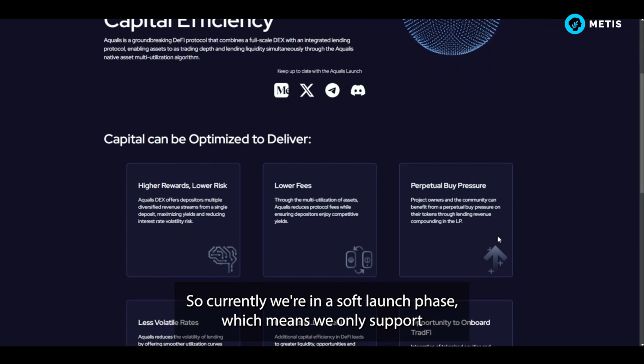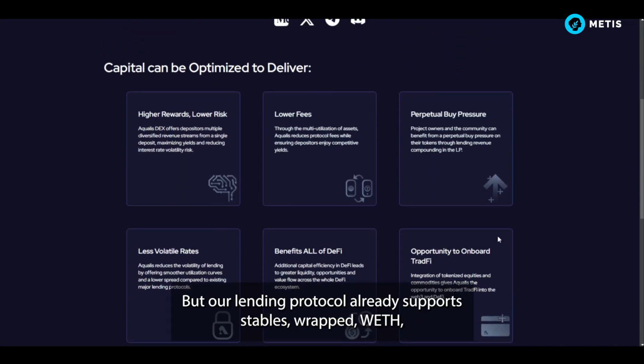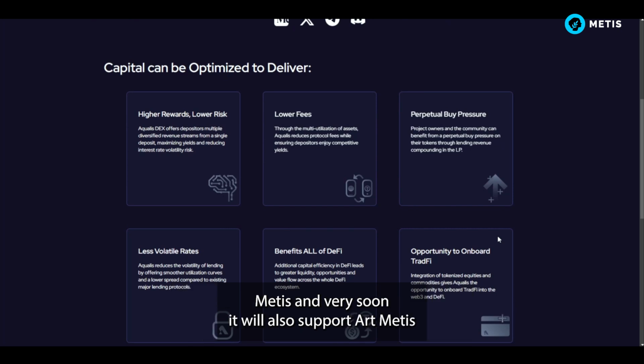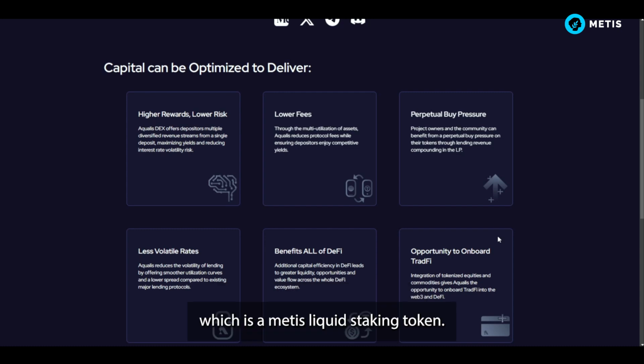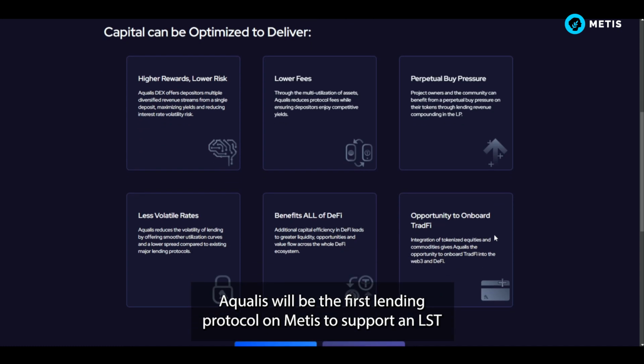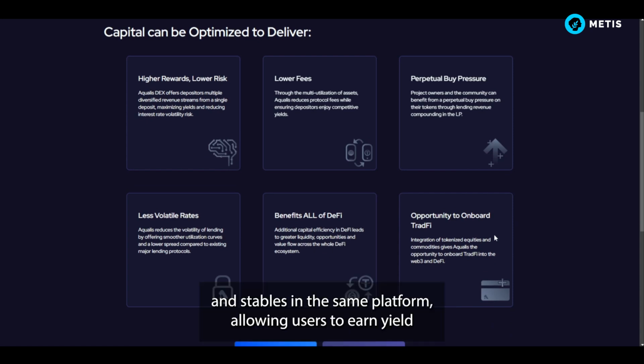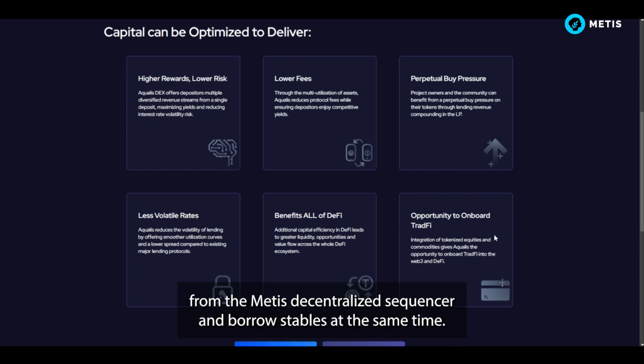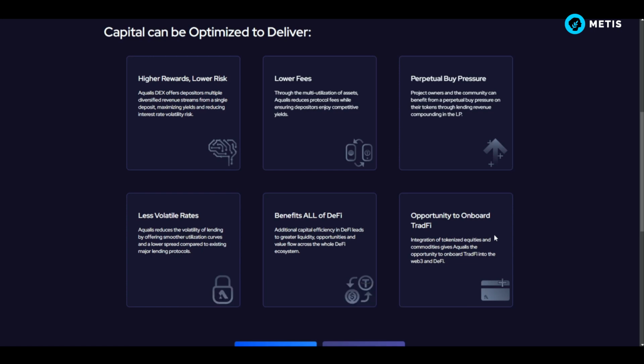So currently we're in our soft launch phase, which means we only support stablecoins trading, but our lending protocol already supports stables, wrapped ETH, Metis, and very soon it will also support Arch Metis, which is a Metis liquid staking token. Aqualis will be the first lending protocol on Metis to support an LST and stables in the same platform, allowing users to earn yield from the Metis decentralized sequencer and borrow stables at the same time.